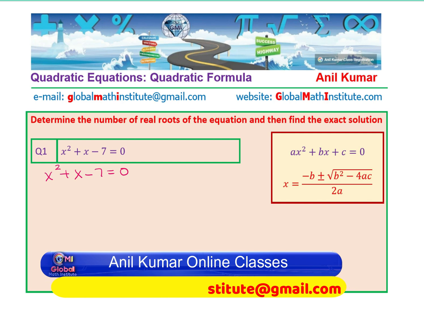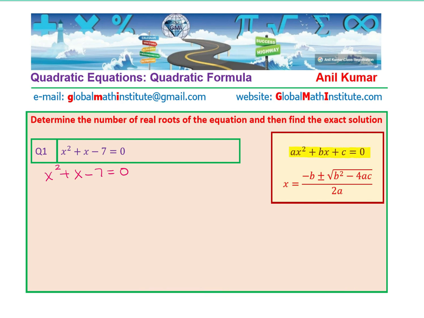Whenever a quadratic equation is given to us, we can look at it in the form ax squared plus bx plus c, where a is the leading coefficient, b is the coefficient of x, and c is the constant. In that case, the value of x is minus b plus or minus the square root of b squared minus 4ac, divided by 2a. The first part is to determine the number of real roots.